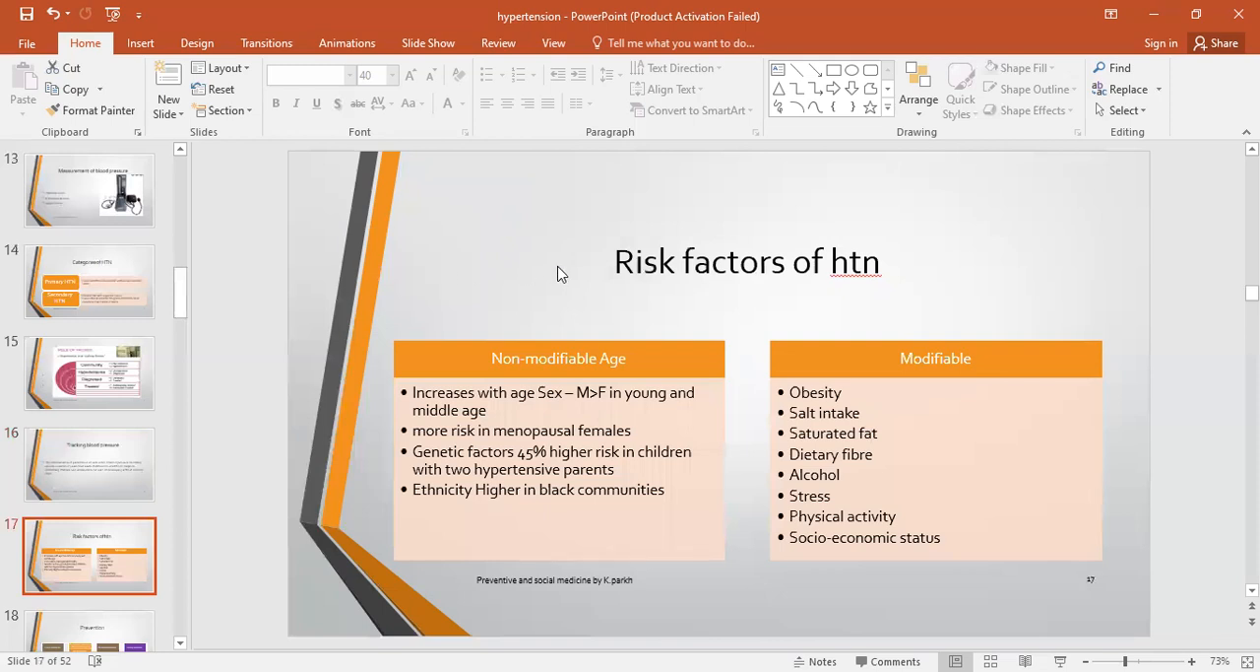There are certain risk factors for hypertension, non-modifiable and modifiable. Non-modifiable: increase with age; sex, males are more prone than females, with more risk in menopausal females; genetic factors, with more than 45% higher risk in children with two hypertensive parents; and ethnicity, higher in Black communities. Modifiable risk factors: obesity, salt intake, saturated fat, dietary fiber, alcohol, stress, physical activity, and socioeconomic status.